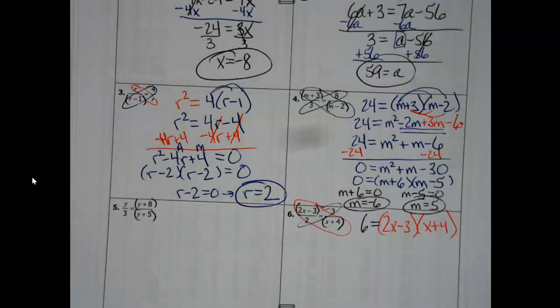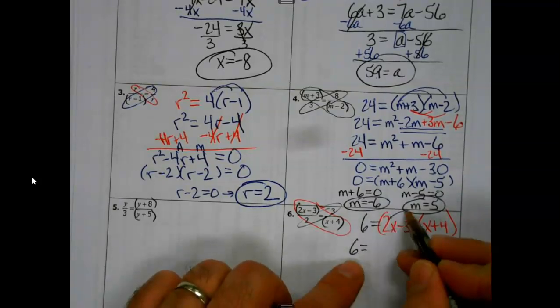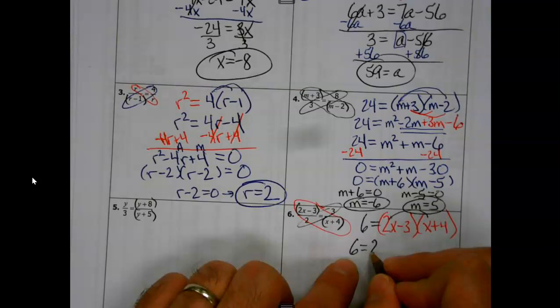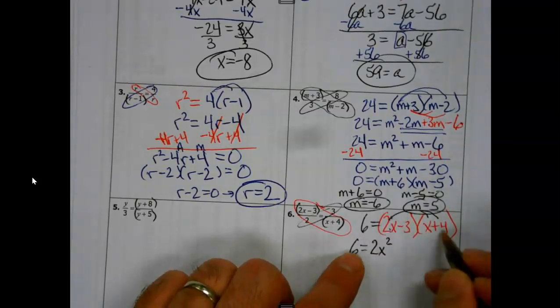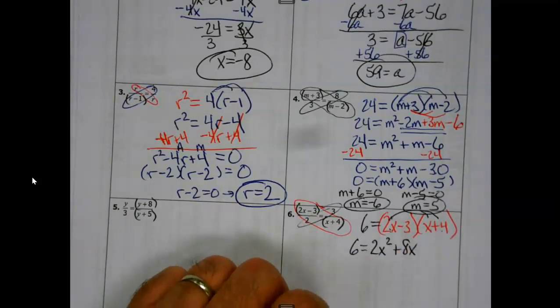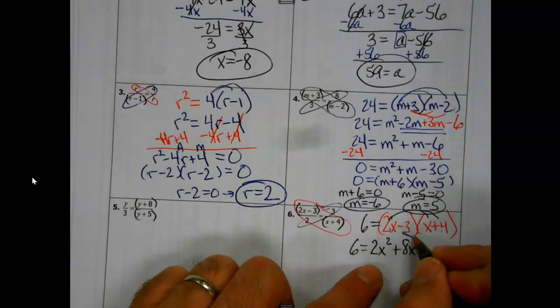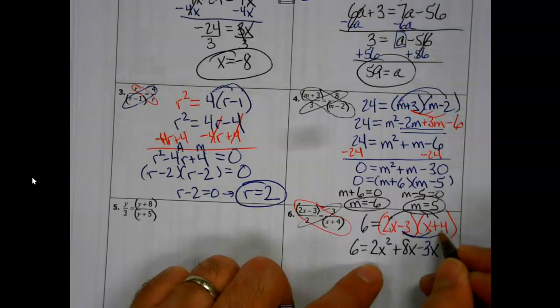Okay, we've got to go ahead. We've got to get things distributed here. So 2x times x is 2x squared. 2x times 4 is 8x. And then distribute your negative 3 to the x. And negative 3 times 4.